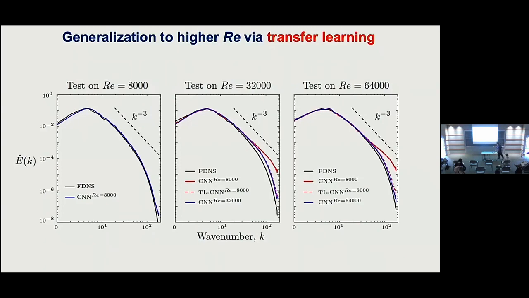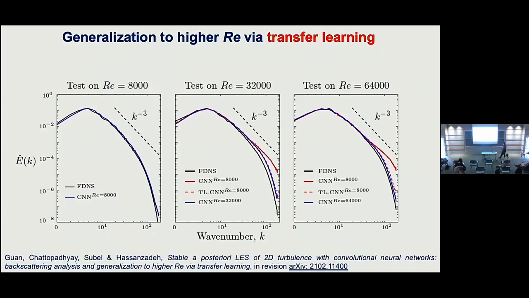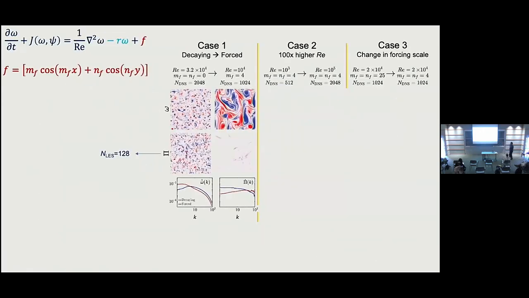Again, these are results that are still in this paper. Now in the time that I've left, I'm going to tell you about some newer work that we are doing, in which we try to push this transfer learning into more and more complicated problems, but also try to see what is learned during this transfer learning. So we have extended this equation to add basically a linear damping term and a forcing term, so that you can force the system at different wave numbers in X and Y. And we have built three cases.